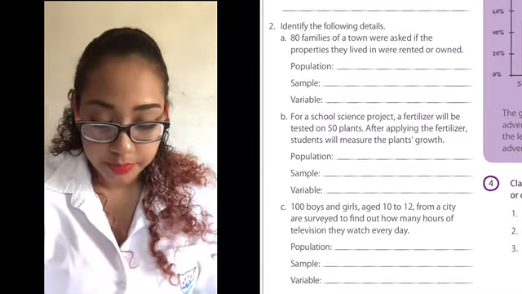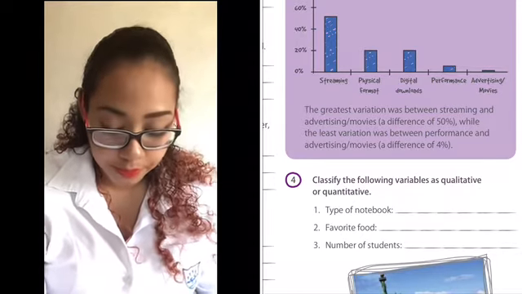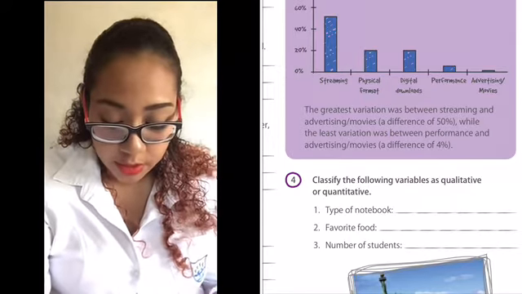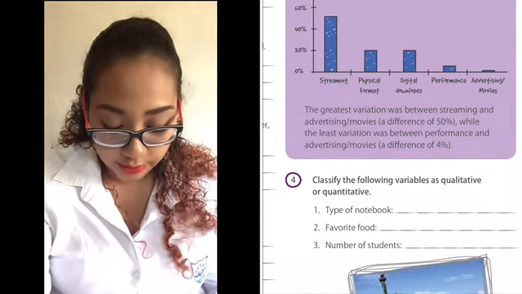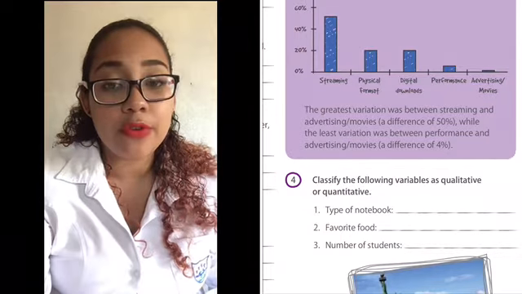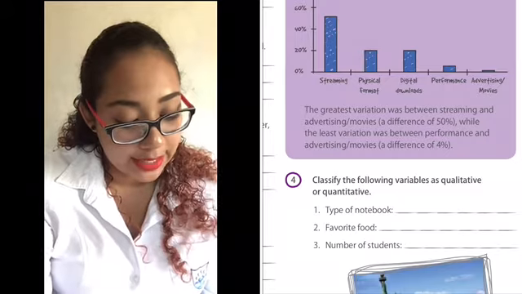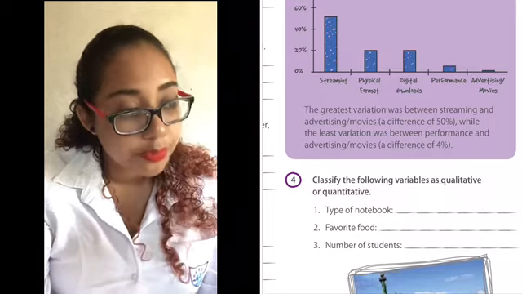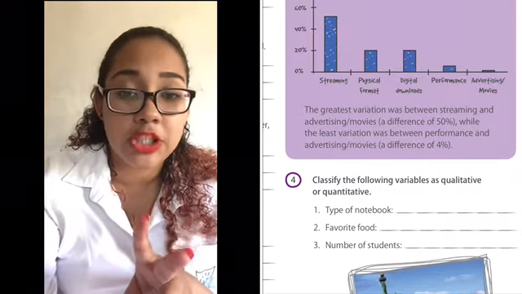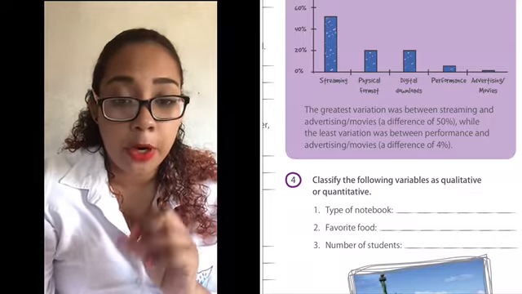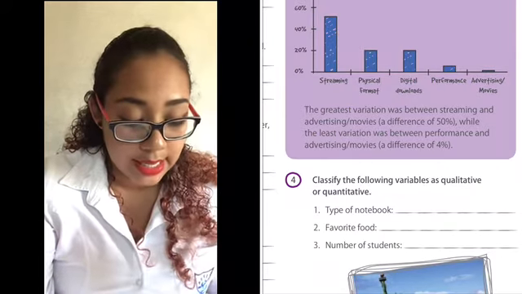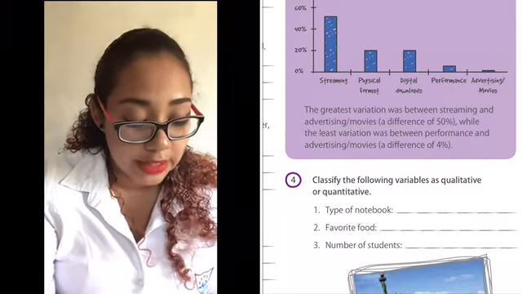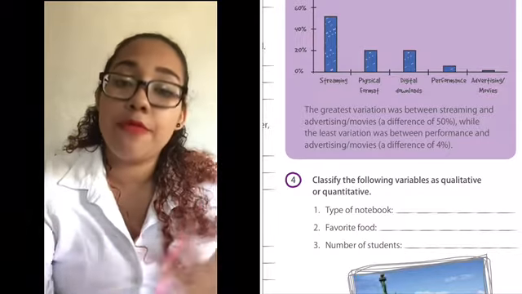Now, on exercise number 4, you just have to classify the following variables as qualitative or quantitative. For example, the type of notebook. When you're talking about a type of notebook, I want you to go back and remember when I showed you two images. I think it was in video part 1, where it says what is the difference between quantitative and qualitative. Now, they're asking you to classify the variable of the type of notebooks.